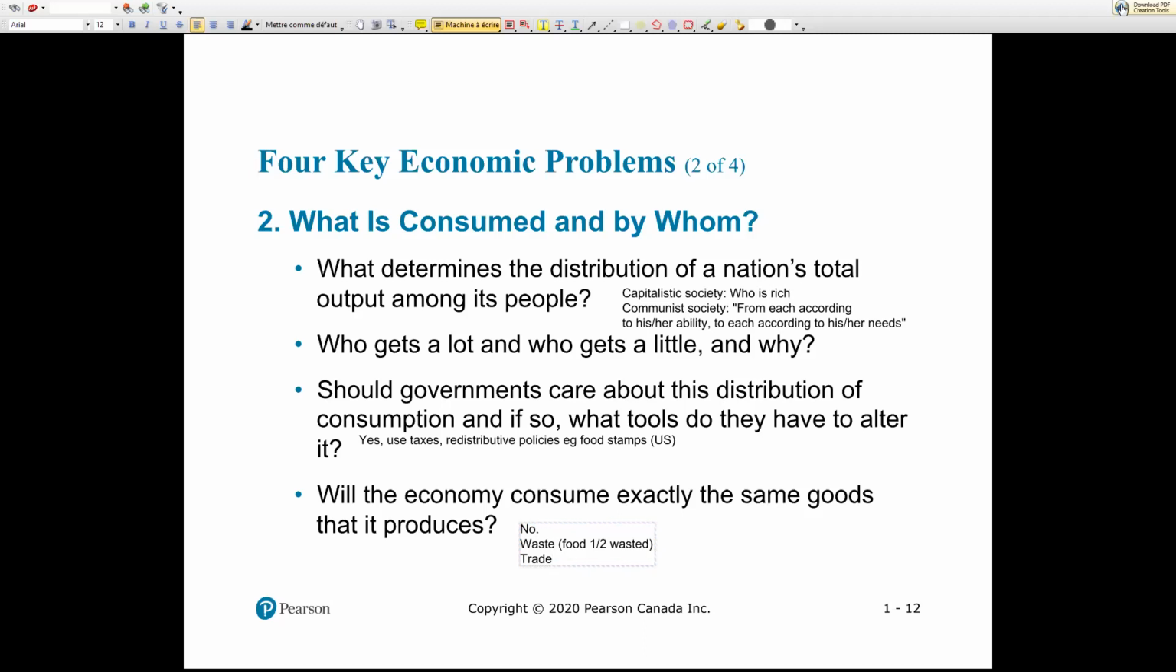But here I think what they have in mind with this point is trade. So some countries export, say, food and import cars, for instance.